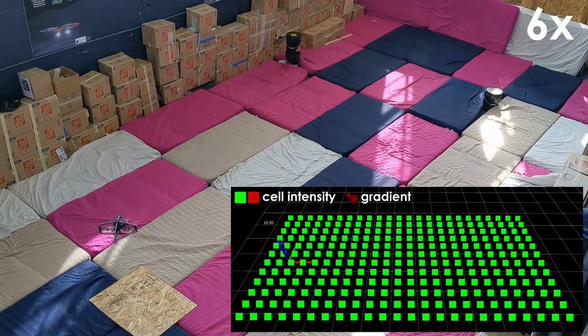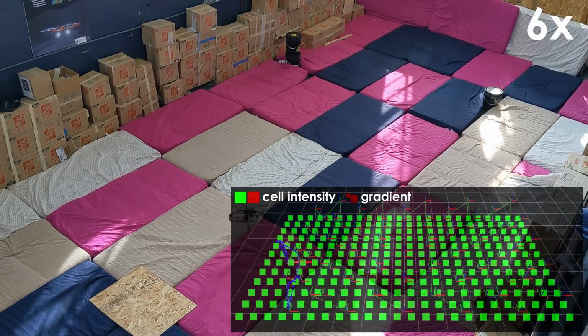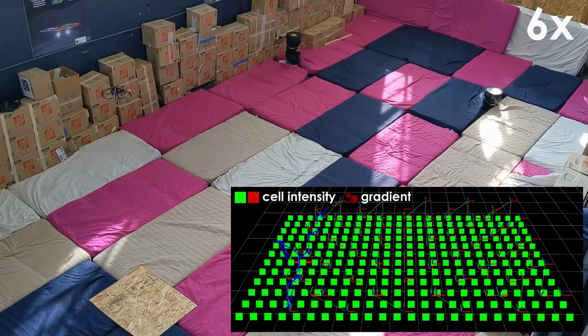In the second experiment, the robot is commanded to follow a fixed grid pattern. In both experiments, the robot successfully maps the distributed radiation fields.